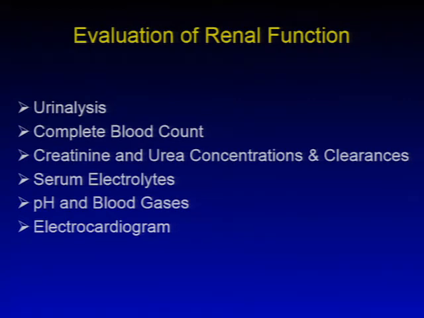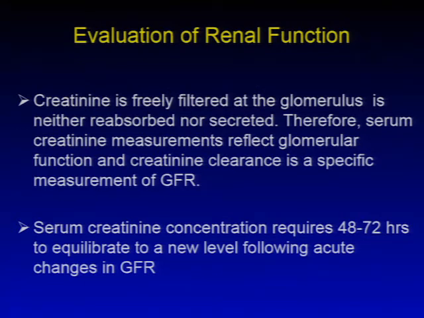What are the tests that we need to order when we are evaluating renal function? A complete blood count, urine analysis, serum creatinine, urea concentration and clearances, serum electrolytes, pH and blood gas, and electrocardiogram. A note about creatinine. Creatinine is freely filtered at the glomerulus and is neither reabsorbed nor secreted. Therefore, serum creatinine measurements reflect GFR function, and creatinine clearance is a specific measurement of GFR. However, it's important to note that the serum creatinine concentration requires 48 to 72 hours to equilibrate to a new level following a sudden renal injury and a change in GFR.